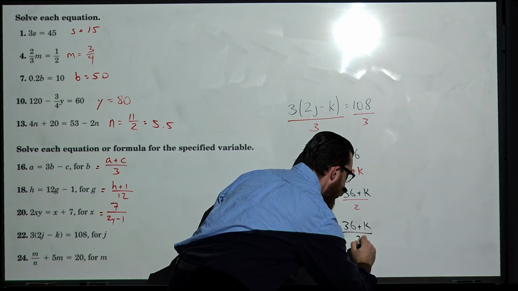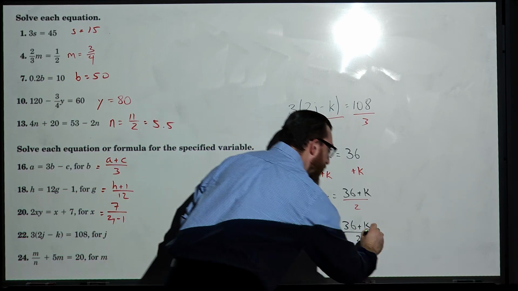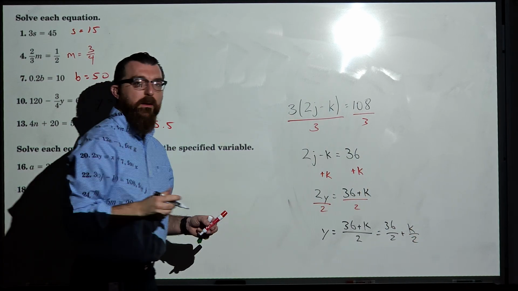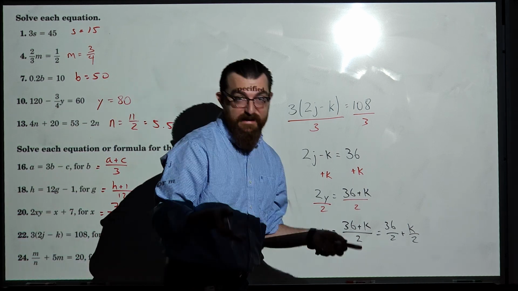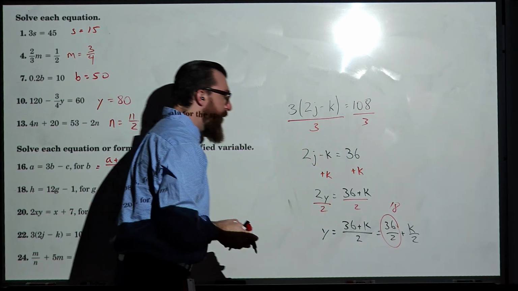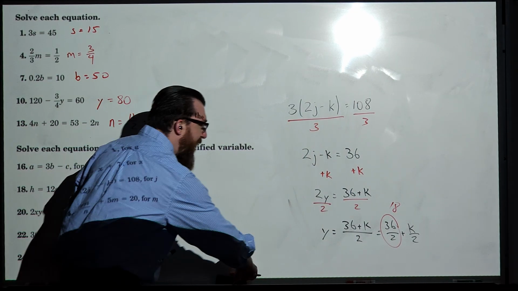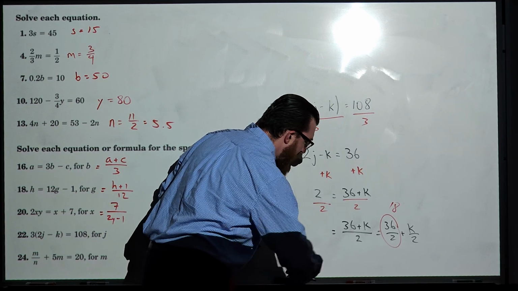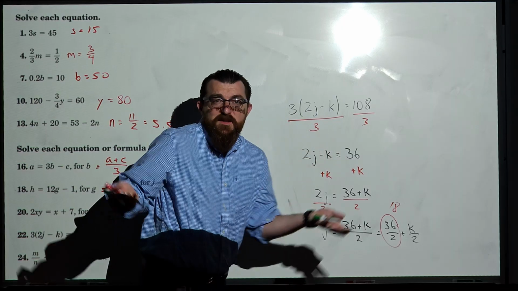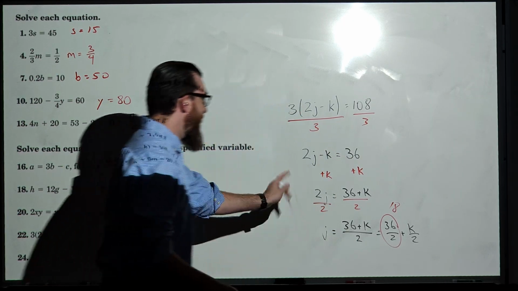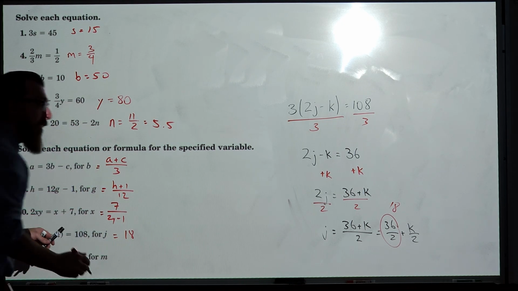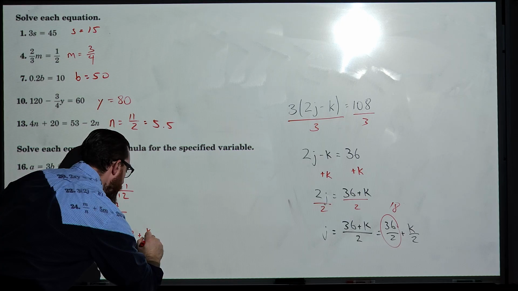The reason why I say it's almost the last step is because this can be simplified. 36 plus k over 2 is the same thing as 36 over 2 plus k over 2. And 36 over 2 can be reduced. That's 18. So if we turn this into 18, then the final... I changed y into j a second ago. That's just great. I'm too far into this. I'm not starting over. Anyway, so j is going to be 18 plus half of k.